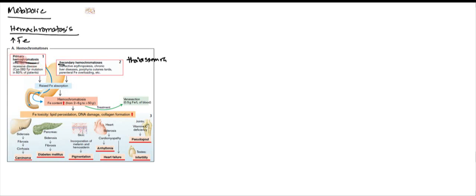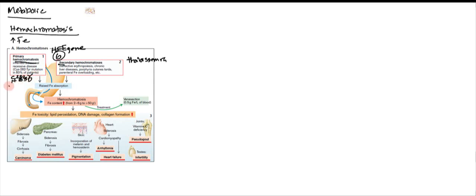Now, with primary hemochromatosis, there is a defect on the HFE gene. The HFE gene is located on chromosome number 6. This is an autosomal recessive disease, and you either have a mutation at the 282 location, or a mutation at the 63 location. So it could be C282Y or H63D. Either one of these mutations can lead to disease.